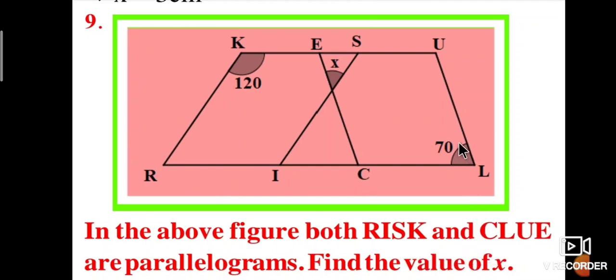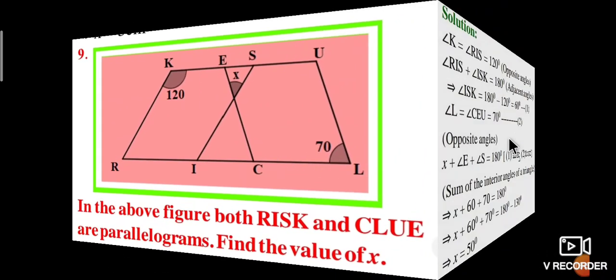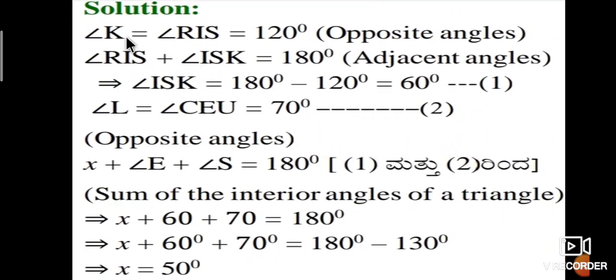In a parallelogram, the opposite angles are equal. Angle R is equal to 180 minus 120, which is equal to 60 degrees. Angle S is equal to 60. Similarly, angle L is equal to 70, therefore angle E is equal to 70 degrees. 60 plus 70 is 130. Next, 180 minus 130 is equal to 50 degrees. Therefore, x is equal to 50 degrees. Observe that angle K is equal to angle RIS is equal to 120 degrees, because they are opposite angles in a parallelogram.